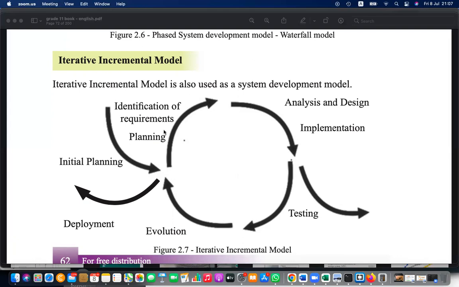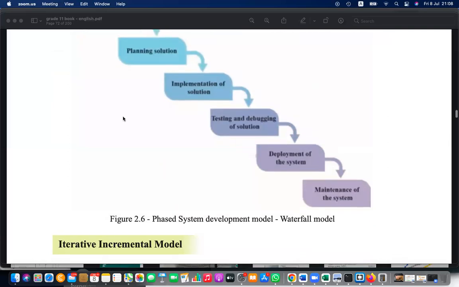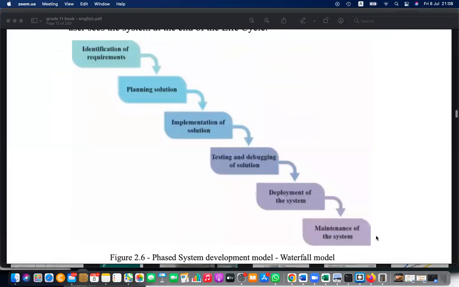First version, the second version, third version. So you can keep adding things. The system is available initially, unlike the waterfall model where you get the system only at the end. After all the stages, only then is the system visible.